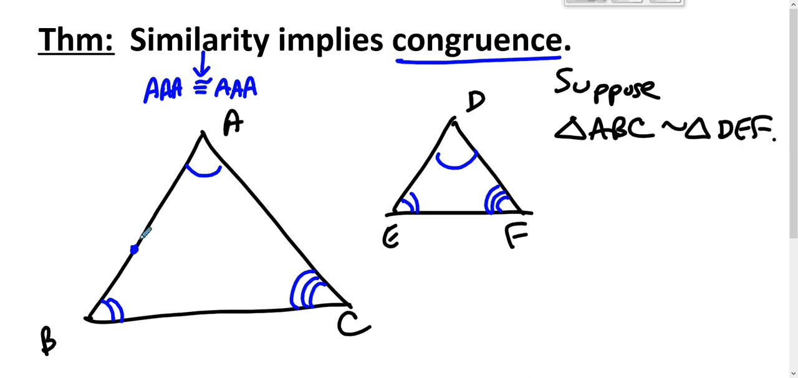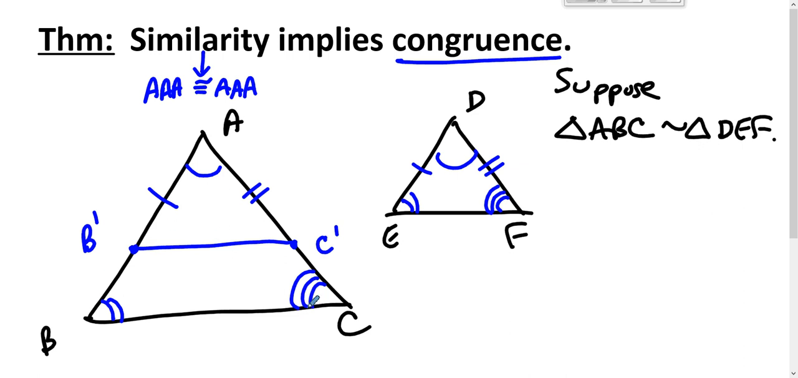So there is some point B prime on AB such that AB prime is congruent to DE. And there is some point, we'll call it C prime, on segment AC such that AC prime is congruent to DF. And what that gives us is that triangle A B prime C prime is congruent to triangle DEF.